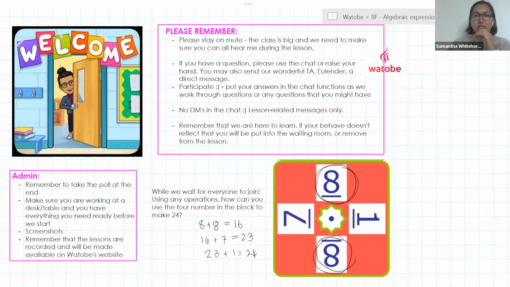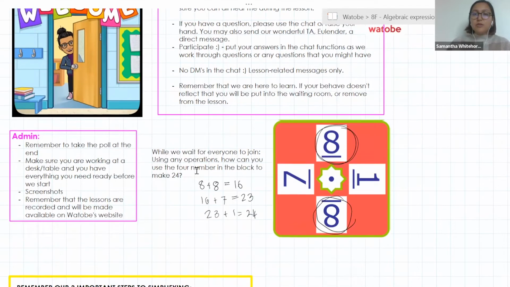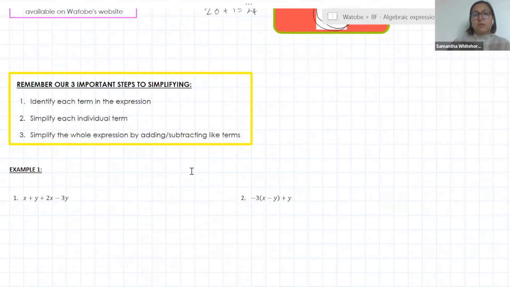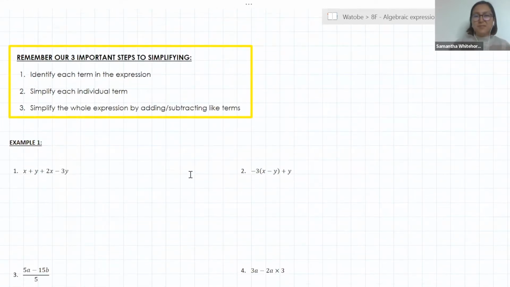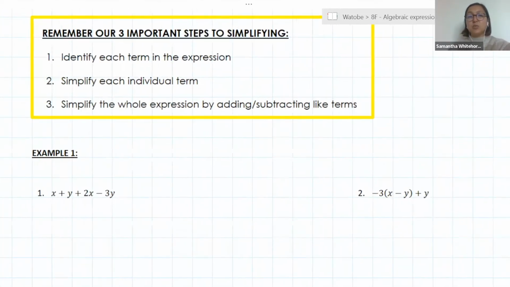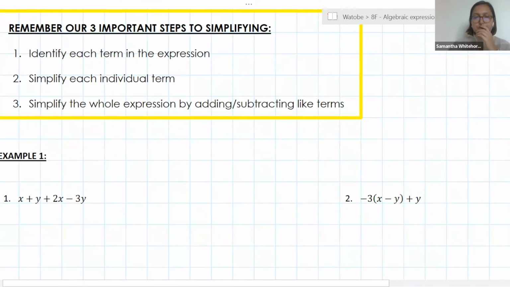Okay, so just quickly, what we have been doing is looking at algebraic expressions and how to simplify those algebraic expressions. So today we're just going to basically work through a whole bunch of examples. We've done all of the important stuff that we needed to do in terms of the nitty gritty and some rules we need to remember. But now we're going to work through some examples.